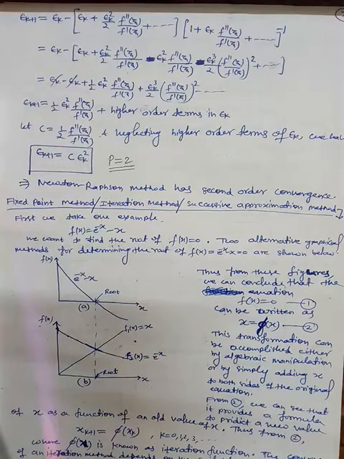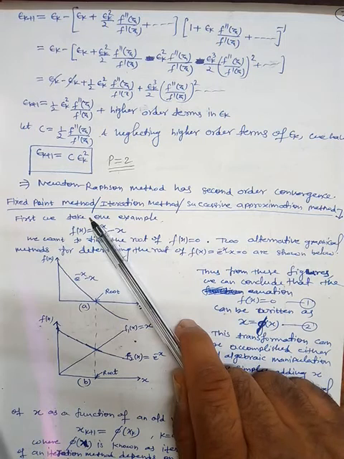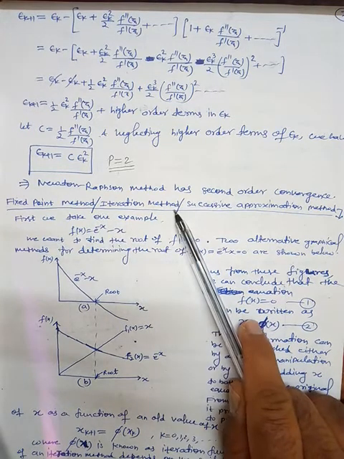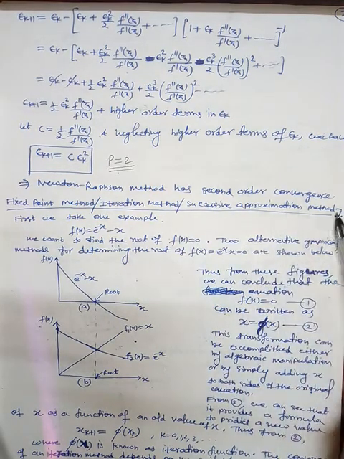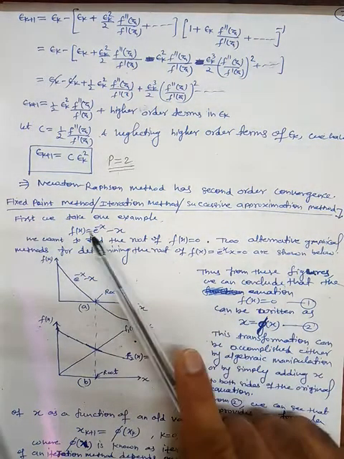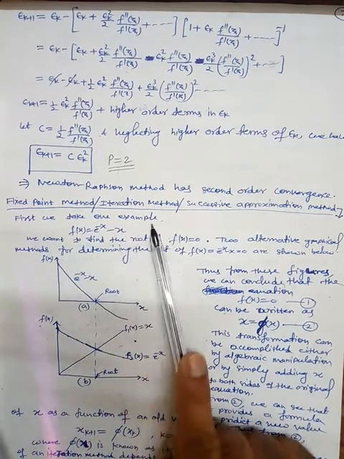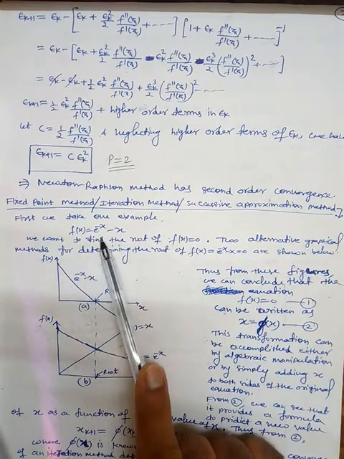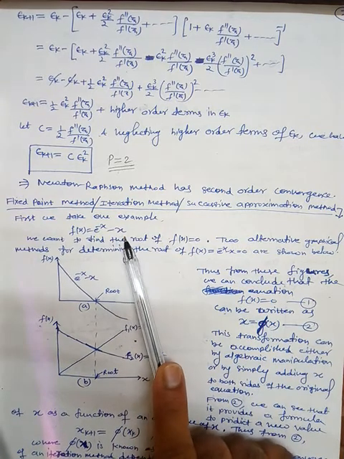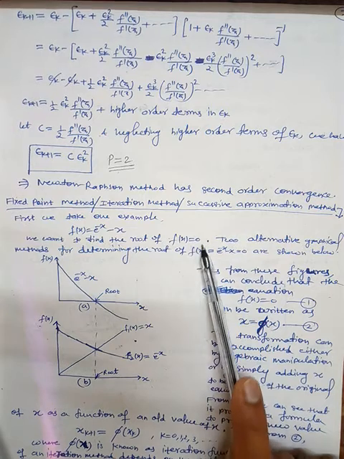Dear students, in this video I am going to discuss the fixed point method, also known as the iteration method or successive approximation method. Okay, so to first understand the basic idea behind this, let us take an example. The function f of x is equal to e raised to the power minus x. Now we want to find the root of f of x equal to 0.